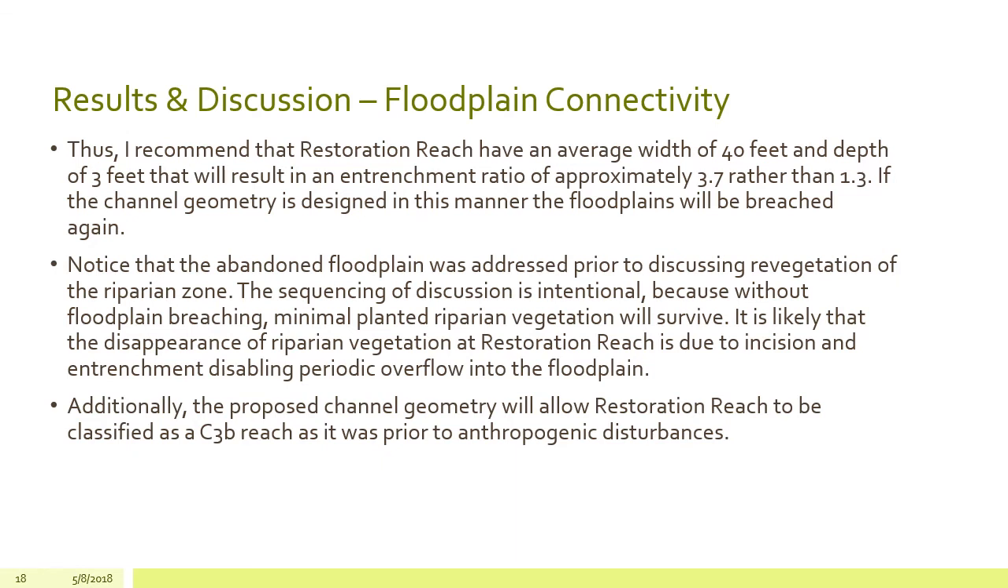Notice that the abandoned floodplain was addressed prior to discussing the revegetation of the riparian zone, which is what we're going to talk about next. The sequencing of discussion is intentional because without floodplain breaching, minimal planted riparian vegetation will survive, and it's likely that the disappearance of riparian vegetation at Restoration Reach is due to incision and entrenchment disabling periodic overflow into the floodplain. And additionally, the proposed channel geometry will now allow Restoration Reach to be classified as a C through B reach as it was prior to disturbance.